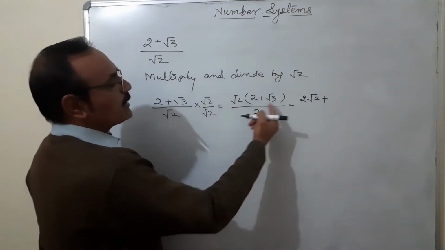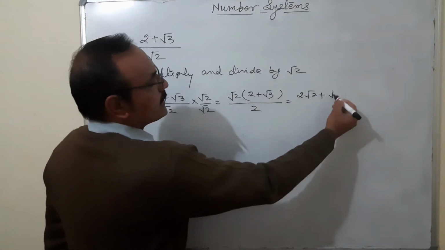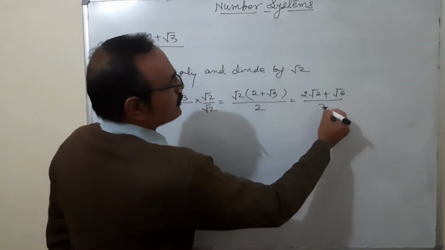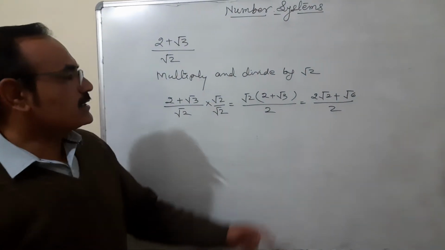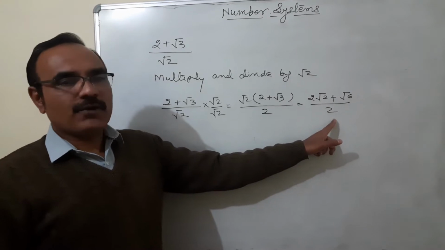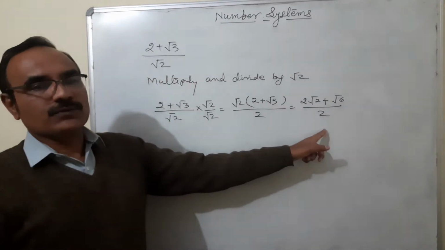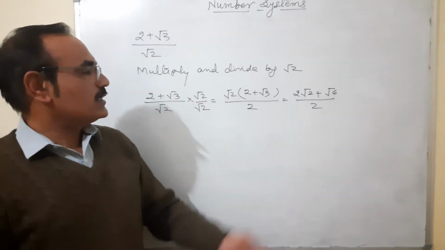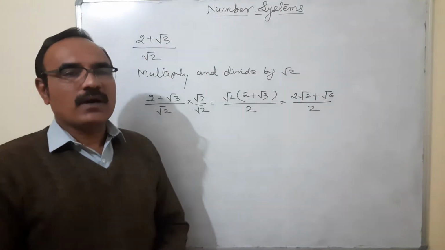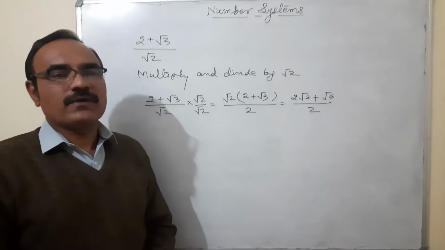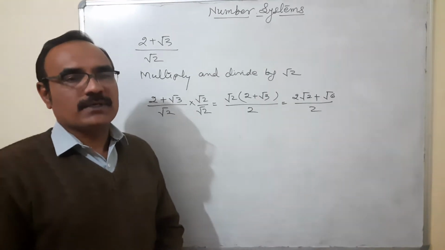plus root 2 multiplied by root 3, which is root 6, upon 2. This is the answer. You can see the denominator term is 2 here. Earlier it was root 2, now it is 2. What does it mean? This denominator term is free from the root, that means it is free from an irrational number.